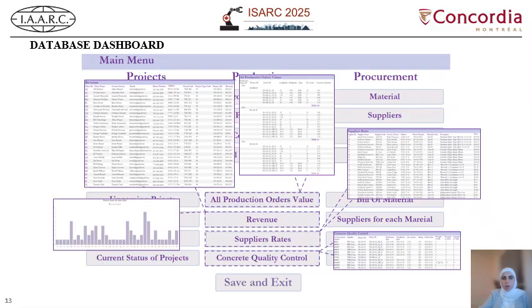We also have the revenue report that details revenue gained by the company from previous projects. It will also display a bar chart that shows how many projects we have from each client. We also have the concrete quality control report that details results from quality control testing done on concrete batches over specific time periods. This report in particular has significant importance in case of future disputes.